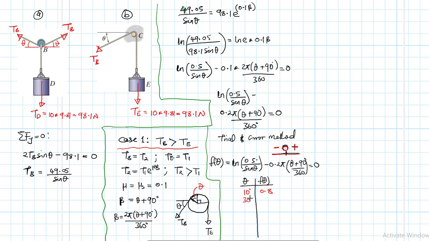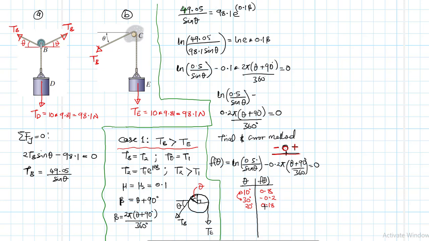Okay, I plug 30 degrees, I'm going to have minus 0.2. So the two values we've seen, 0.8 and minus 0.2, it means the solution is in between 10 degrees and 30 degrees. So I'll take the average of the two. The average of the two is 20. Then I'll plug 20 back in the function and then get the result of 0.18.